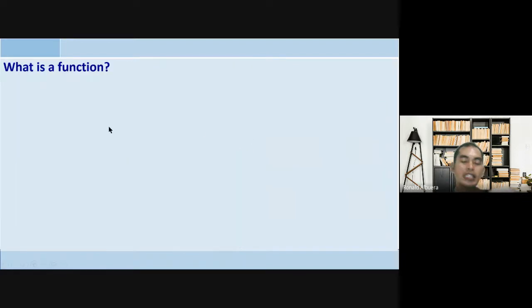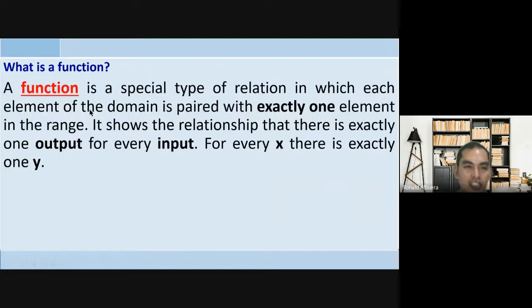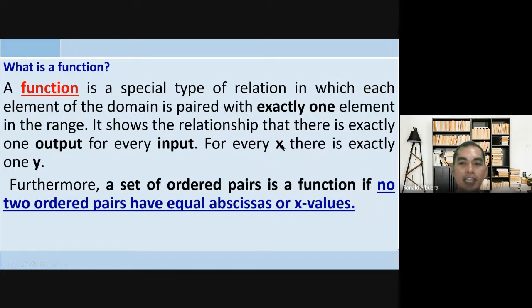Okay? Let's proceed to function. Ano naman ang function sa relation? Function is a special type of relation in which each element of the domain is paired with exactly one element in the range. It shows the relationship that there is exactly one output for every input. Take note that no two ordered pairs have equal abscissas or x value. Ito lang ang tatandaan nyo sa function.